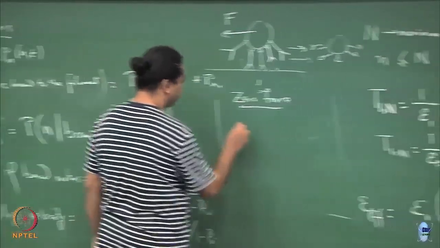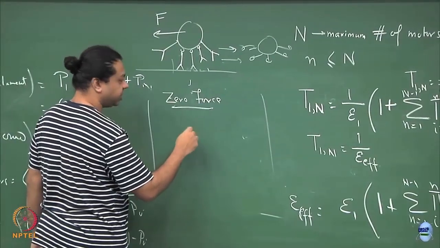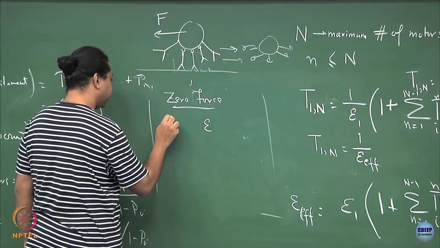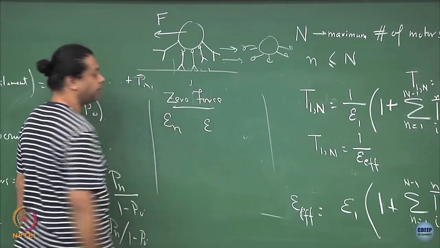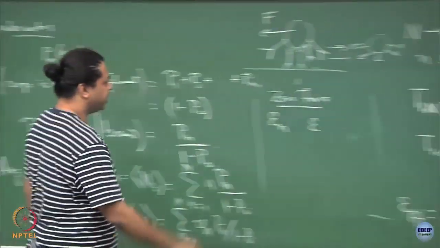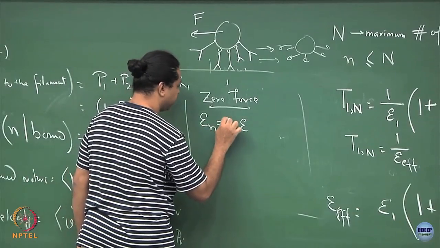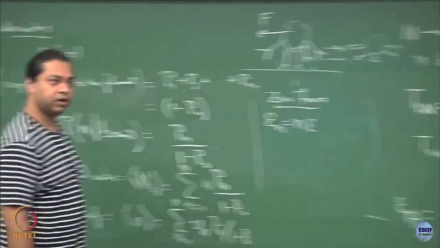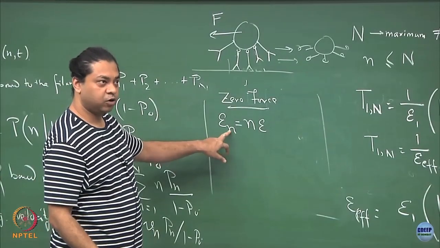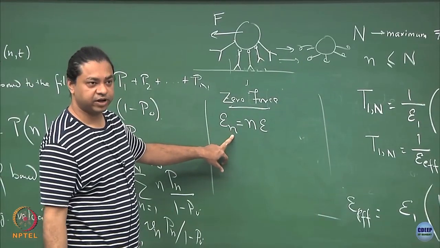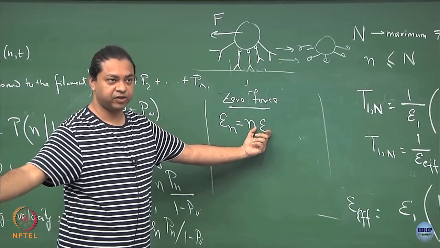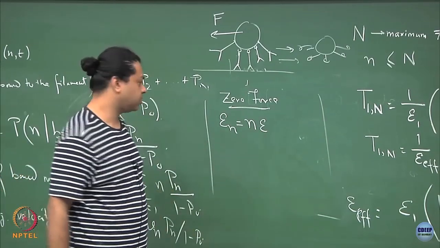So, for example, the unbinding rate for a single motor is some epsilon, okay. I want to know what the unbinding rate will be when I have a small number n of motors bound. And there what we say is that this is nothing but n times epsilon, because if any one of these n motors unbinds, you will go from the n state to the n minus 1 state. So, the effective unbinding rate is the sum of all of the unbinding rates of these individual motors, so n times epsilon.